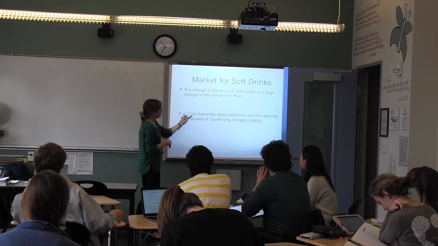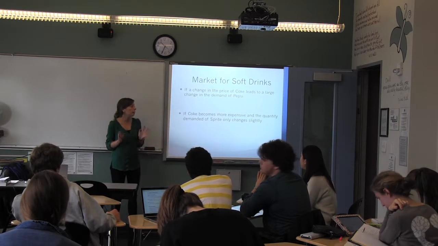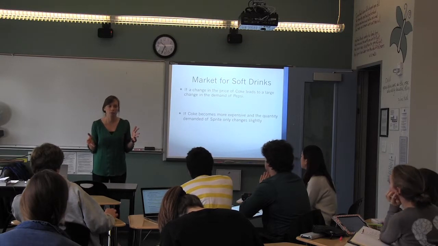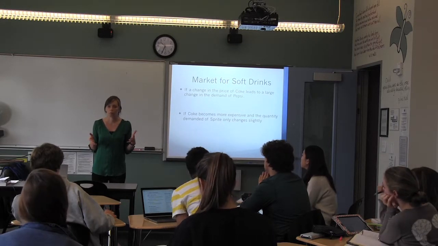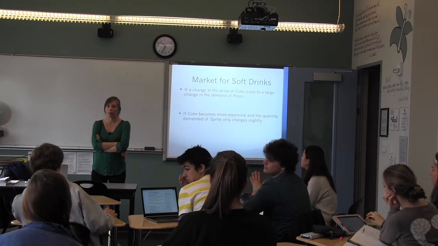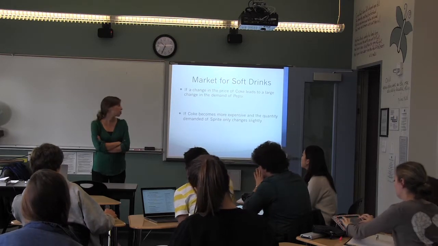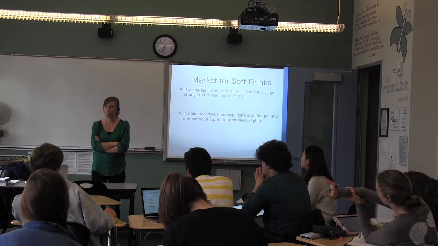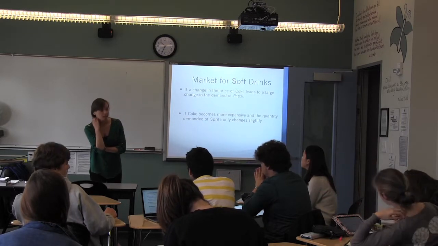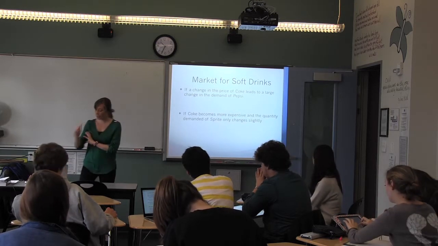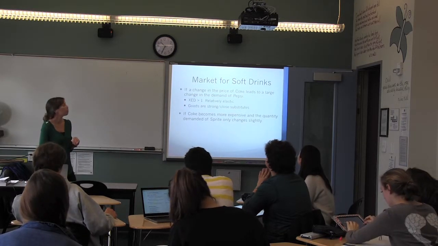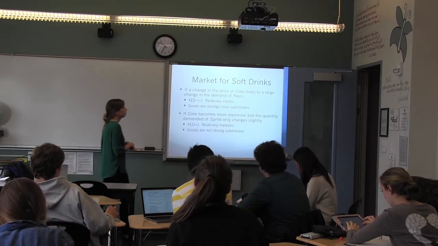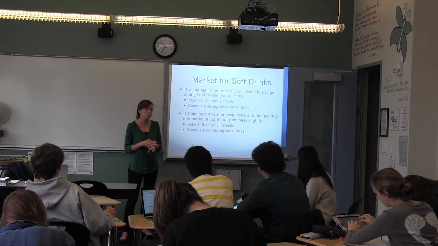Coke becomes more expensive. Quantity demanded of Sprite only changes a little bit. So what does that tell us about their relationship as substitutes? Are they strong substitutes? What do you think that means in regards to the cross price elasticity and whether or not it's greater than or less than 1? Would it be inelastic? Yeah, it'd be more inelastic. Exactly. So does that make sense?